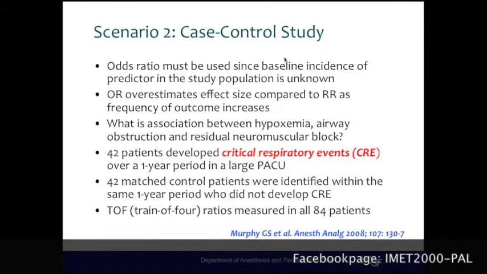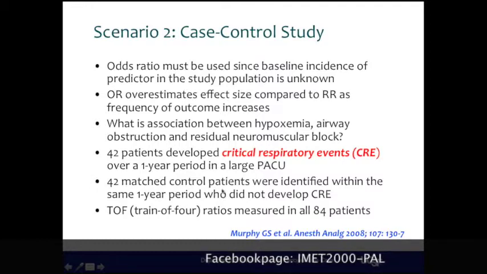One study where this was an appropriate question was one which asked what the association was between hypoxemia, airway obstruction in a PACU, and having residual neuromuscular block. That is, the patient still has a neuromuscular block that wasn't fully antagonized. They looked for around 42 patients within a period of a year in a large hospital recovery room, and tested neuromuscular function in these folks, and then found a similar number of control patients who didn't have critical respiratory events, and also did neuromuscular testing on them.